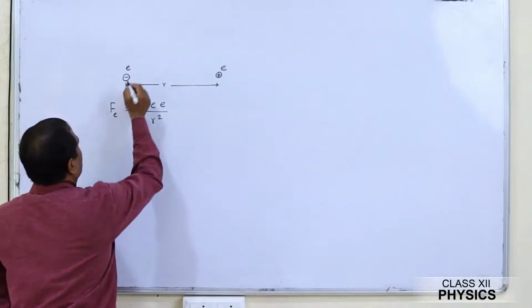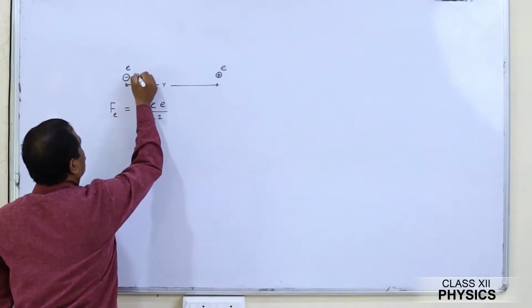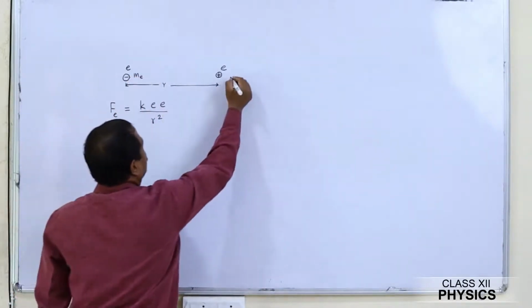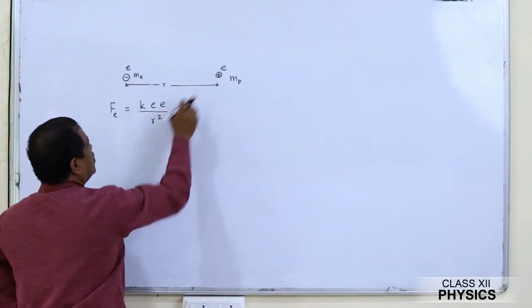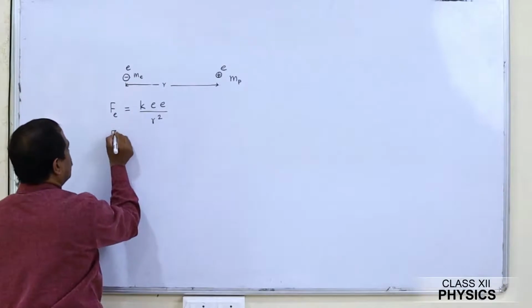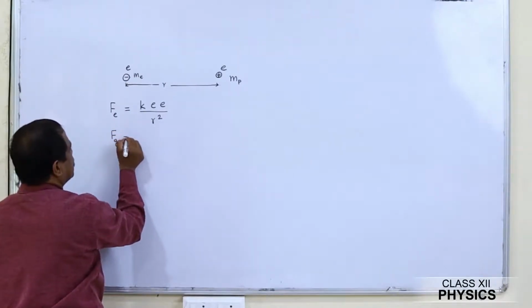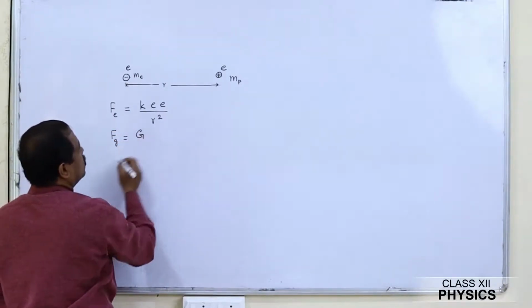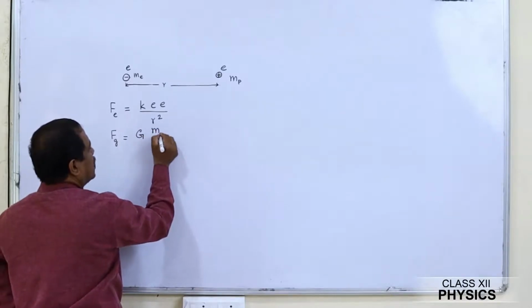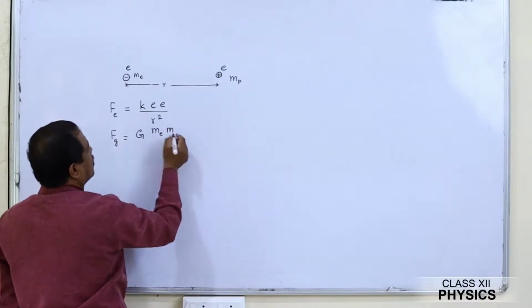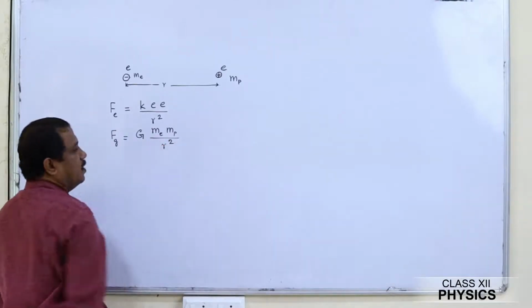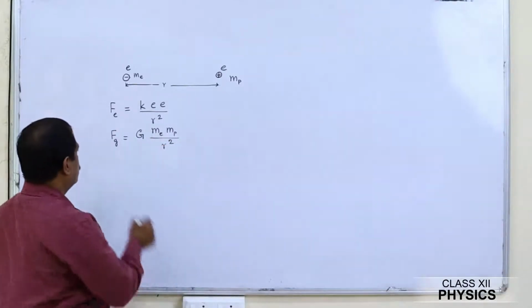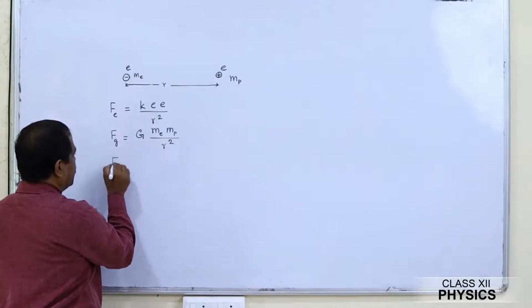Let us assume that the mass of the electron is me and the mass of the proton is mp. Because of these masses there will be a gravitational force, given as Fg equal to capital G into the product of the masses of electron and proton divided by the square of the distance. And we want to compare the magnitude of the two forces.